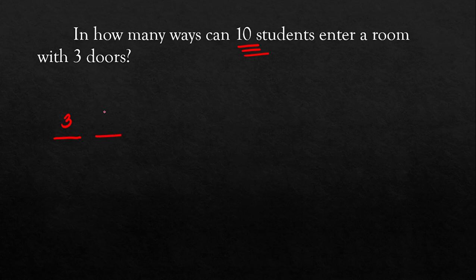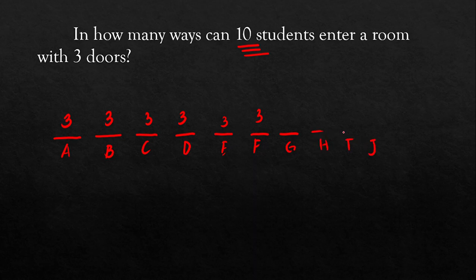Student 2, or student A, student B, also has 3 choices. Student C also has 3 choices. Student D also has 3 choices, 3 doors. Student E also has 3 choices. Student F also has 3 choices. A, B, C, D, E, F, that's 6. Then G, H, I, J. Okay? So 1, 2, 3, 4, 5, 6, 7, 8, 9, 10.